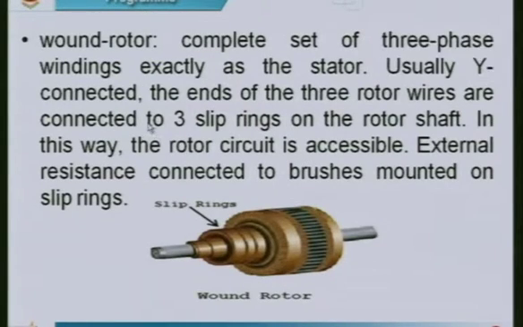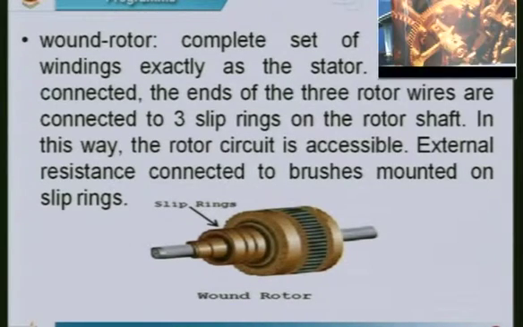We have a wound rotor, a complete set of three-phase winding exactly as the stator wound on the rotor. That means the rotor slots also receive the same type of winding as that of the stator. Usually these windings are star connected, and the ends of the three rotor windings are connected to three slip rings on the rotor shaft. I can also draw this diagram on the board and show you.